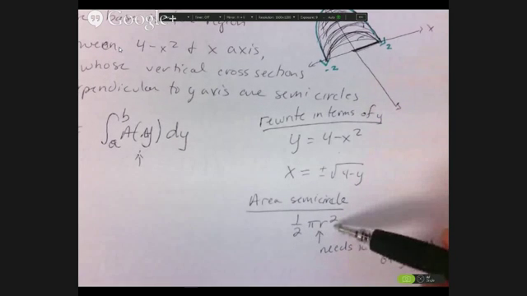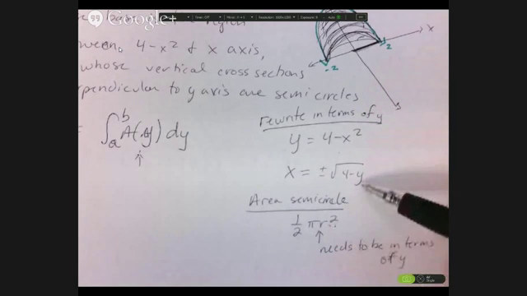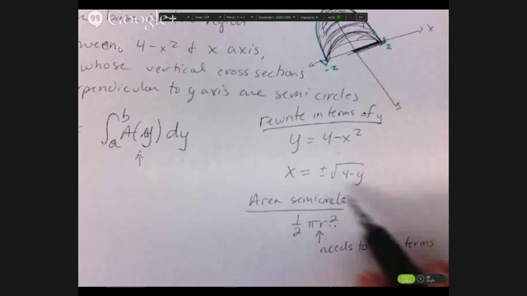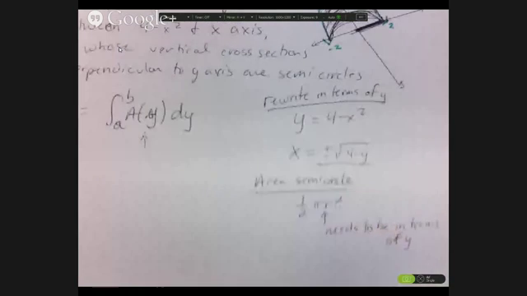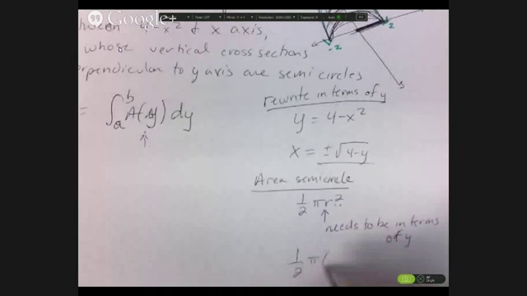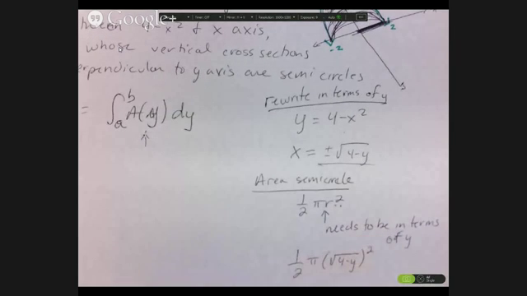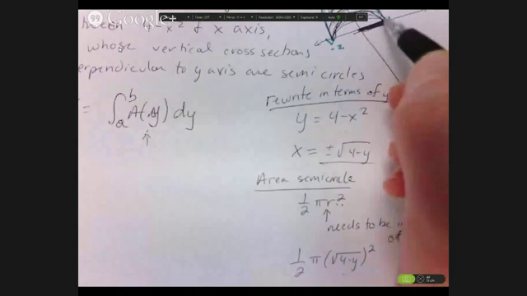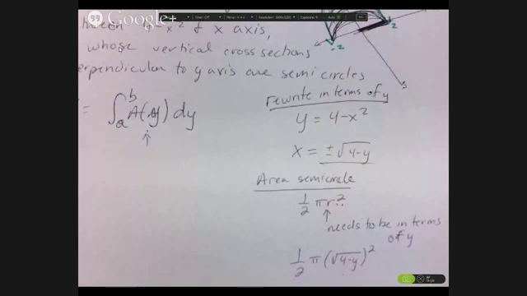So you have pi r squared. We need this in terms of y. That's our base. So it basically is that right there. This is our radius because it's that value right there, the radius of that semicircle. It's the base. The base always gets plugged in. Okay, now we can write our integral.